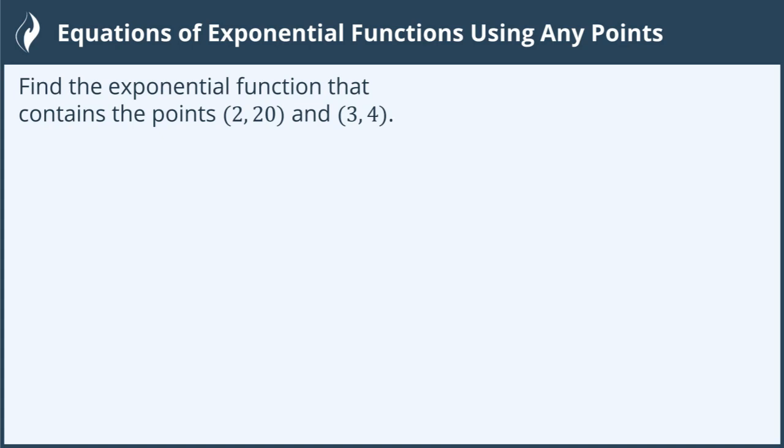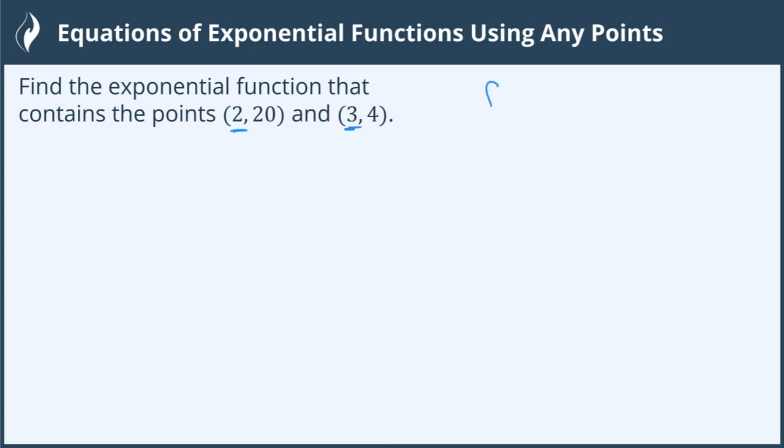Our goal in this problem is to find the exponential function that contains these 2 points, (2, 20) and (3, 4). The first thing to notice is that these are consecutive x's, so 2 and then 3. Consecutive means one right after another with the counting numbers. Because of that, we can find what's called the common ratio by looking at the y's.